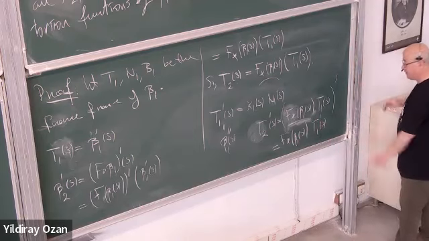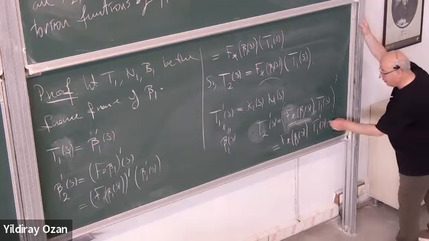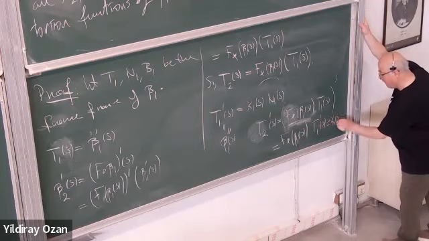And what is this? This is just kappa 1 s times the normal vector.